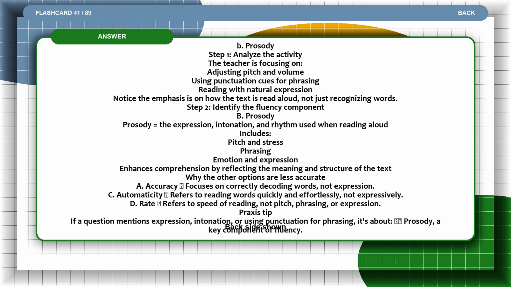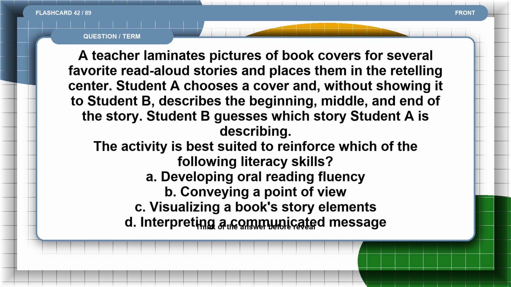Why the other options are less accurate. Accuracy. Right arrow: focuses on correctly decoding words, not expression. C. Automaticity. Right arrow: refers to reading words quickly and effortlessly, not expressively. D. Rate. Right arrow: refers to speed of reading, not pitch, phrasing, or expression. Praxis tip. If a question mentions expression, intonation, or using punctuation for phrasing, it's about prosody, a key component of fluency.